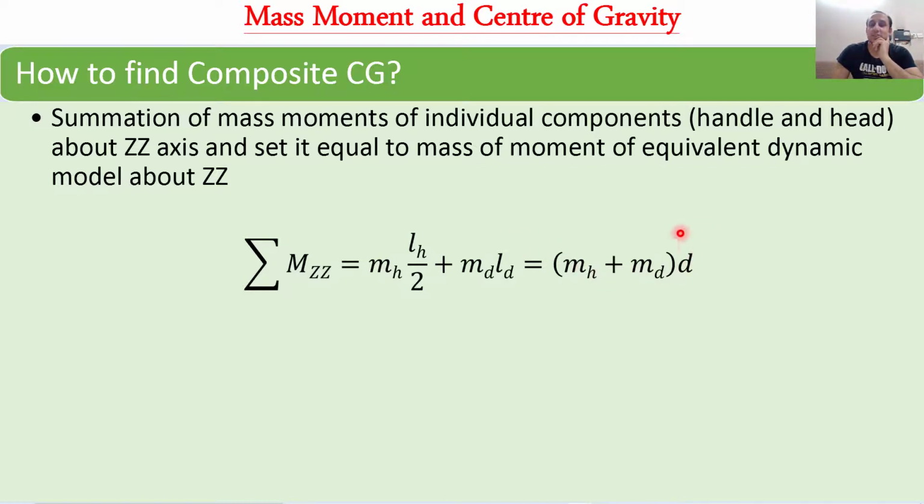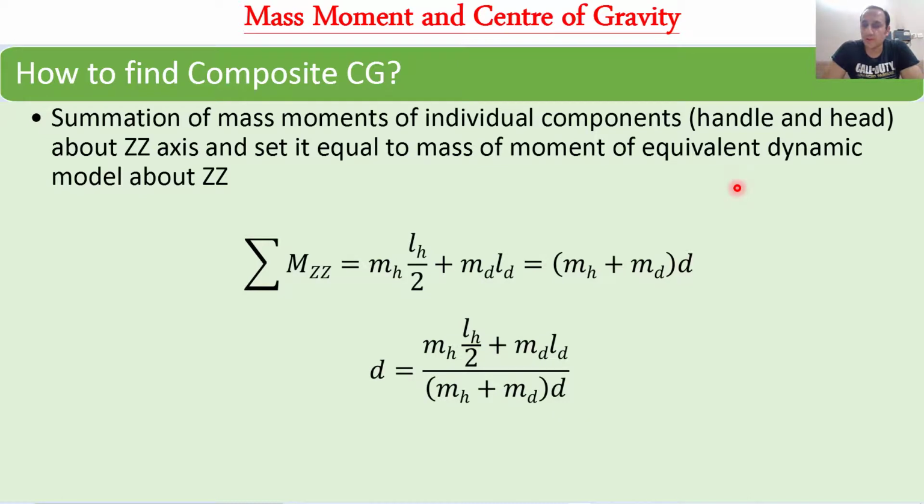And what's this? This D is the distance of composite center of gravity of hammer. So we have one unknown and one equation, so we can easily find out the value of D, which is the distance of composite CG from the axis of interest. All of the other parameters are already known, so this D should not be here, right?